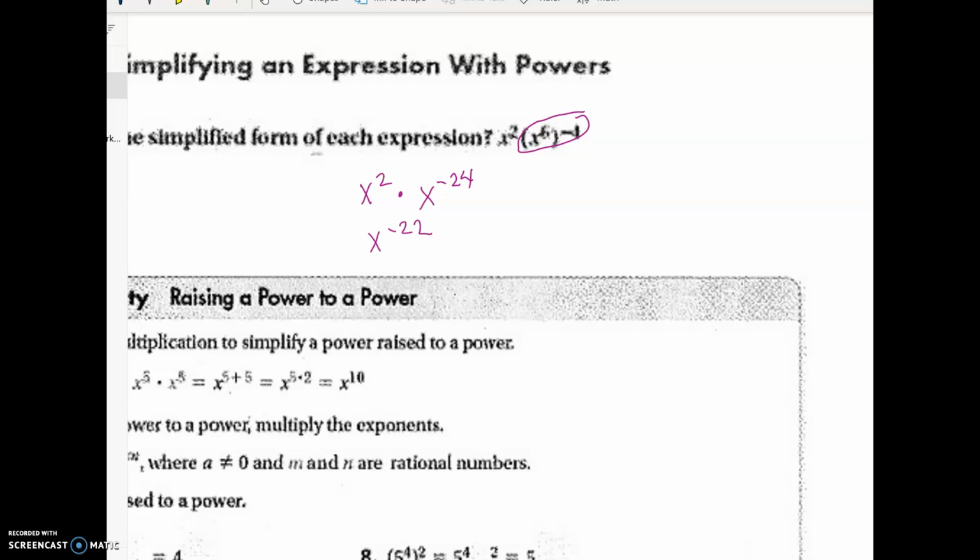And of course, we can't have a negative in the final answer. So now we have to take the reciprocal. So my final answer would be 1 over x to the 22nd power. And that is our simplified answer with only positive exponents, which is what we want to focus on, all right?